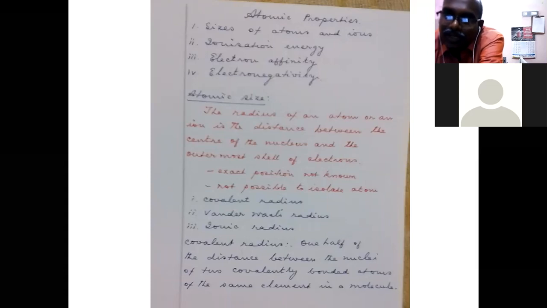And the electron is subjected to the influence of one nucleus only when it is isolated. If an atom is found in a cluster, or in bulk, then the electrons are subjected to the influence of the neighboring nuclei. And it is not possible to isolate atoms. So, because of these two reasons, not knowing the exact position of the electron and the inability to isolate one single atom, atomic size is discussed in terms of covalent radius, van der Waals radius, and ionic radius.